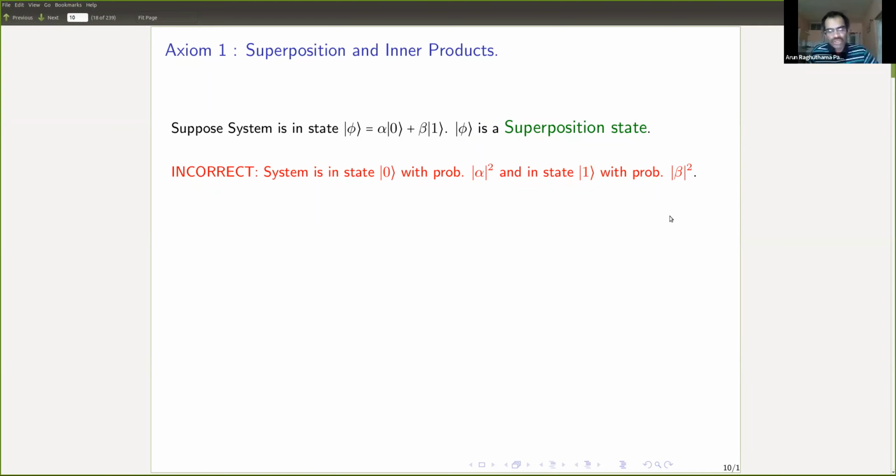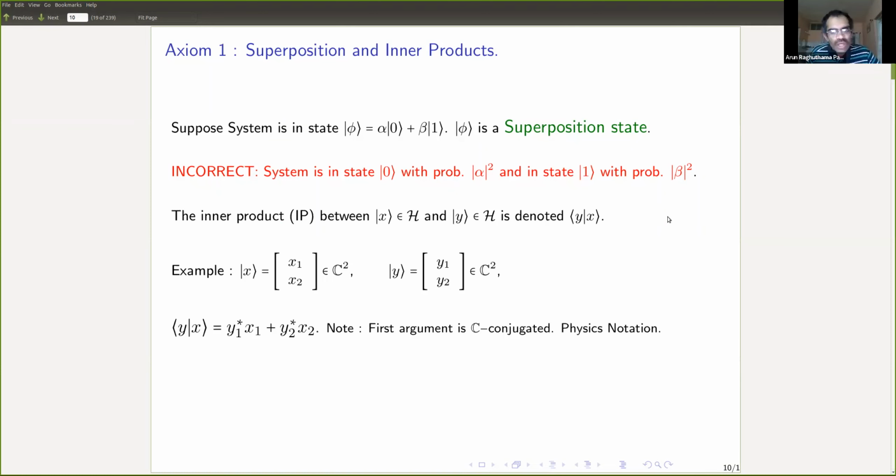Okay, I talked about the inner product, and Wojtek asked me a question about this, so let me clarify. So the inner product between the ket x and ket y is essentially y1 star x1 plus y2 star x2. I denote the inner product by this bracket yx. This is denoted as bra. So the left angle is the bra and the right angle is the ket. So this is bra ket.